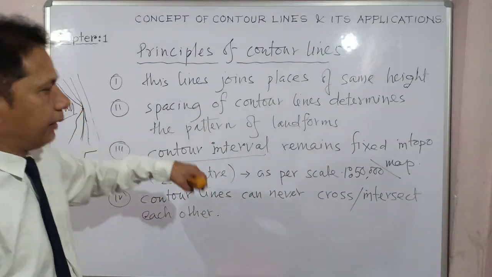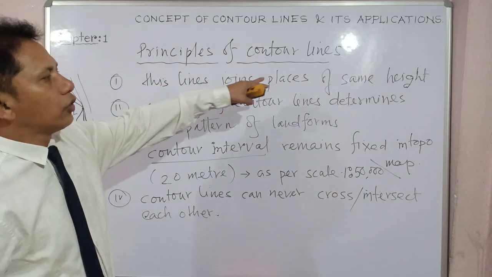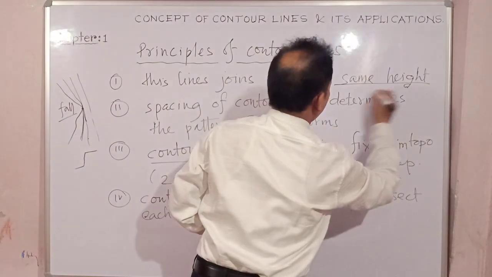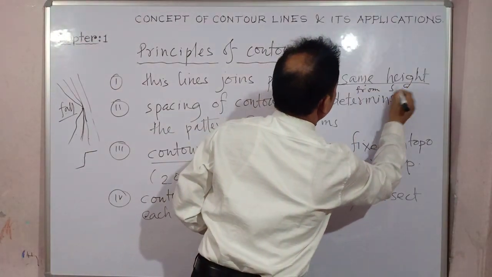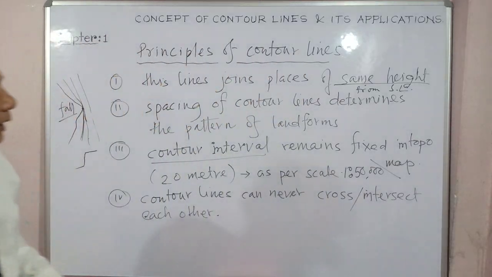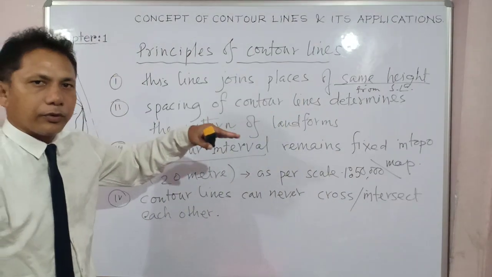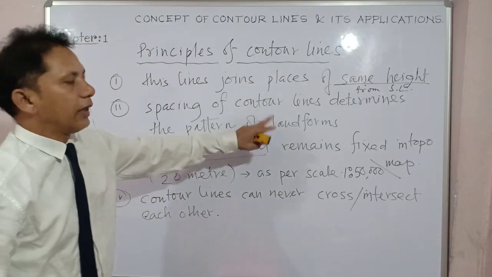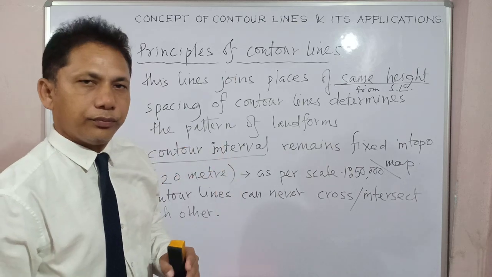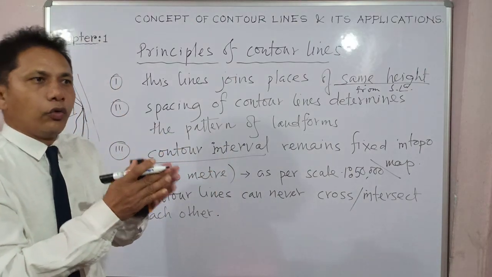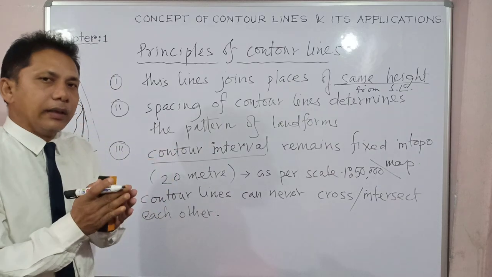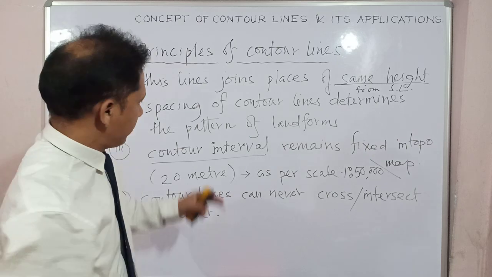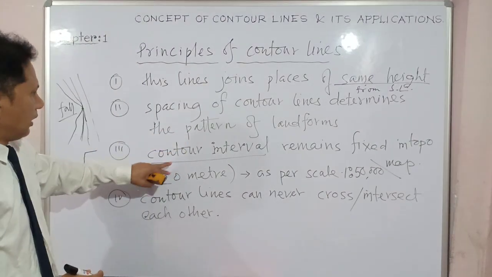So again, I repeat it. As I have said, this line joins places having the same height from sea level. This height is measured from sea level. Always height is measured from sea level. We are coming to it later on. Spacing of contour lines determines the pattern of the landform or the angle of the slope. Clear? So the spacing of the contours will give you an exact idea about the undulations and the angle of inclination of the slopes.